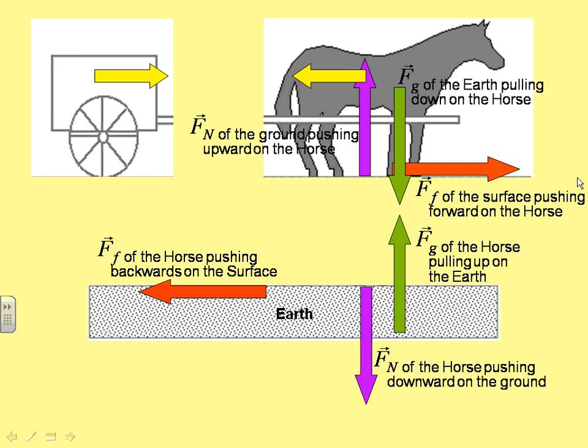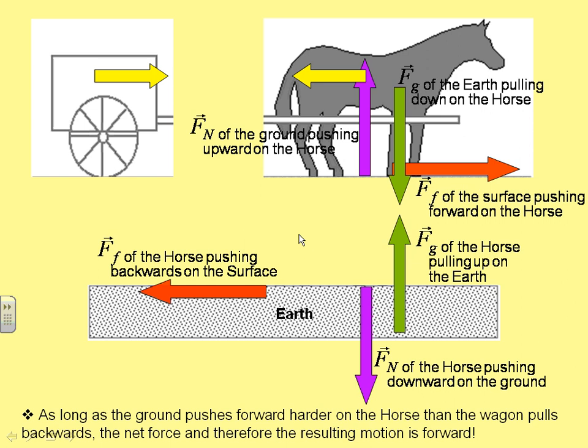So, the farmer can say to the horse, hey, look, if you want to move forward to market, focus on the horse here, we need to have a surface pushing forward harder than the wagon pulls backwards. The red arrow's got to be bigger than the yellow arrow if we want the horse to go forward. Well, how can the horse get the surface to push forward harder than the cart pulls backwards? He can do that if he pushes harder on the ground than he pulls on the cart.